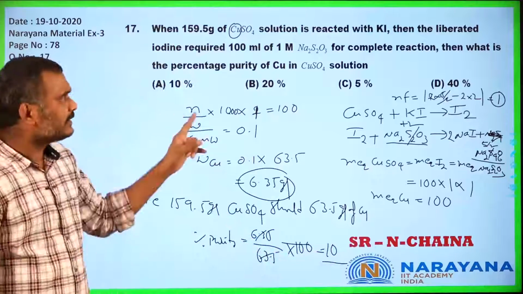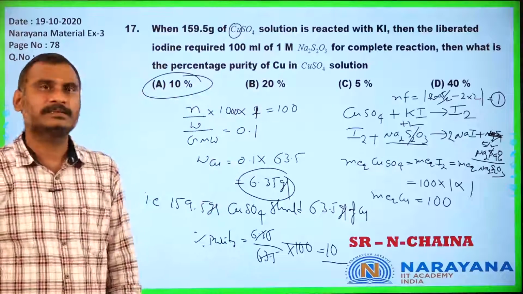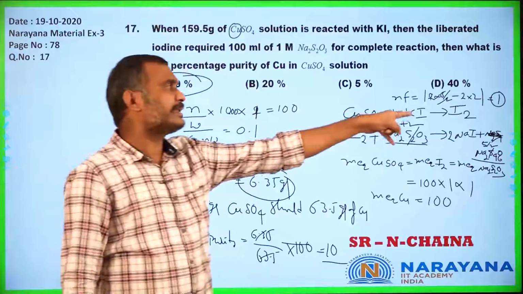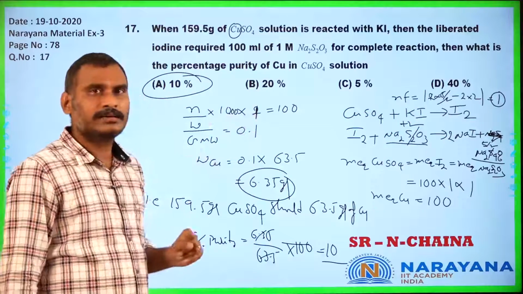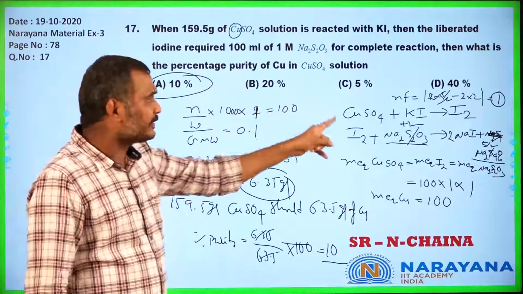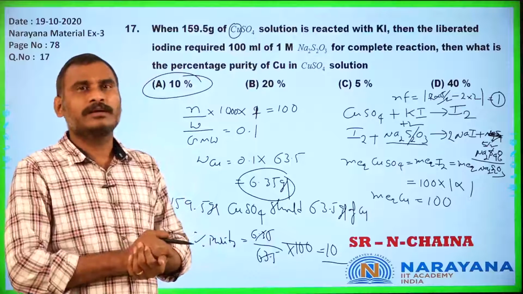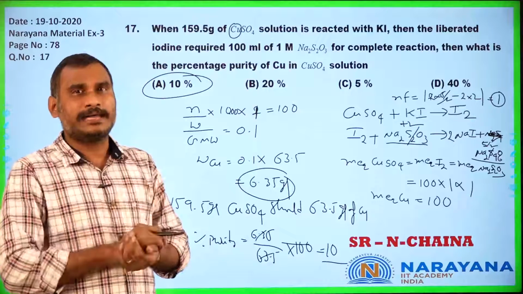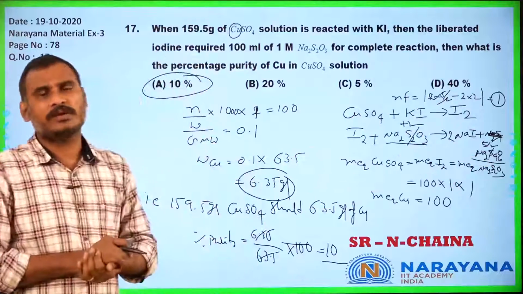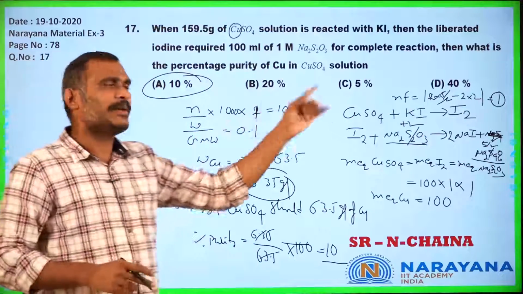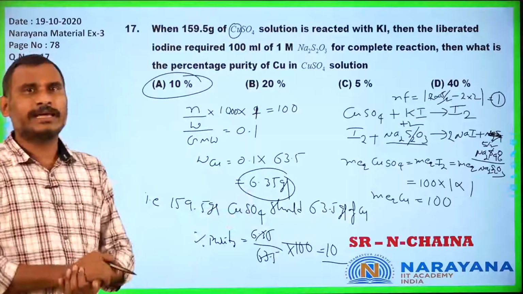So the percentage of copper present is how much? Yes, I got 10%. How? Copper sulfate when reacted with KI produces I2. Sir, why do I place 1 here? Because of the n factor: CuSO4 plus KI produces CuI plus I2 plus K2SO4. That is the reason why the copper n factor is equal to 1 here. So I have used it like that.